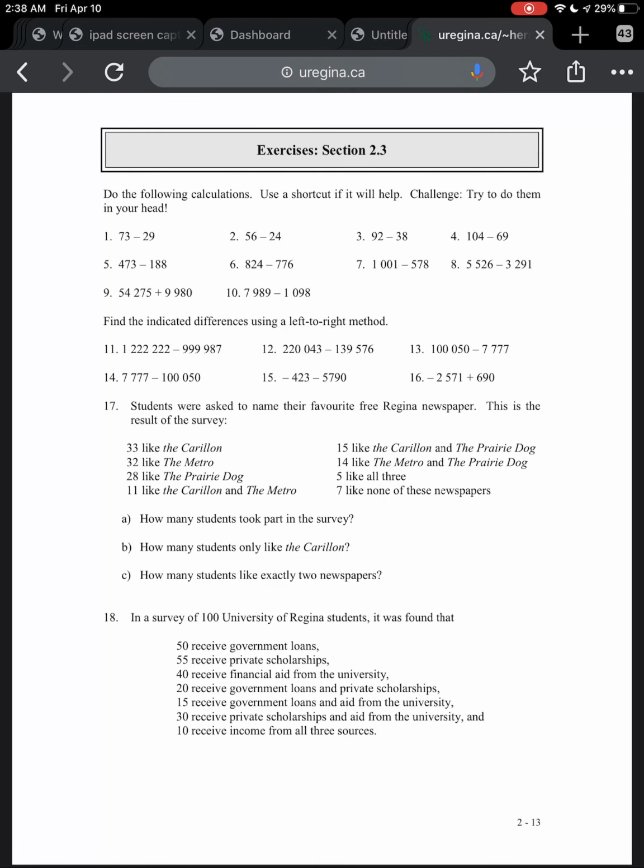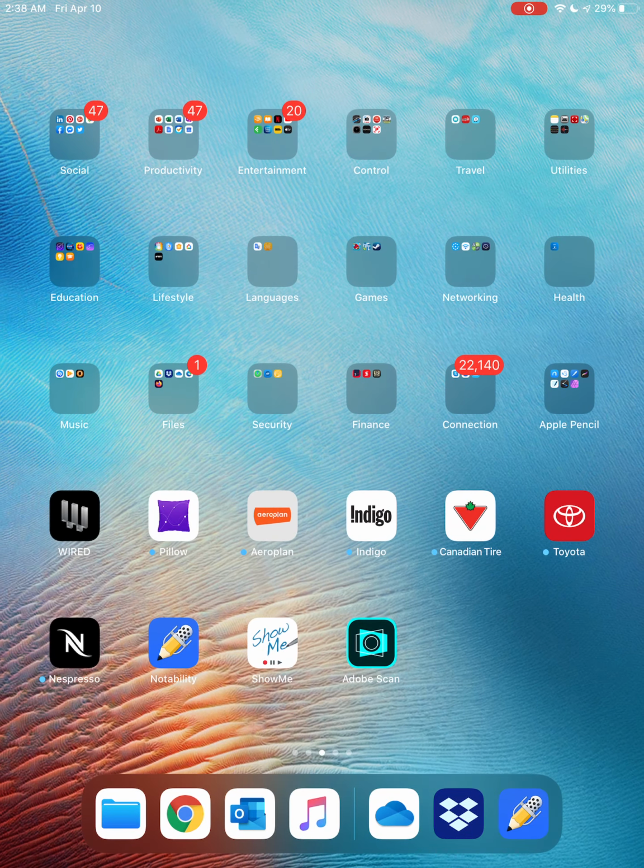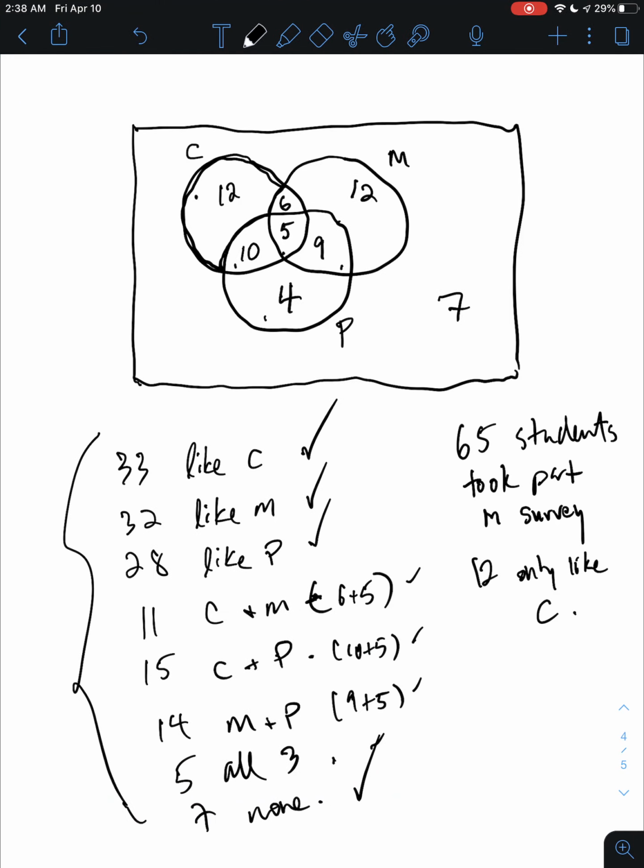Finally, how many students like exactly 2 newspapers? Well, here's the 6 that like the Carillon and Metro, and here are 10 that like Carillon and Prairie Dog, and here are 9 that like the Prairie Dog and the Metro, so that is 6 plus 10 plus 9 is 25. Like exactly.